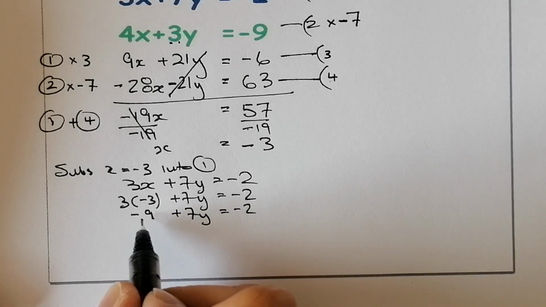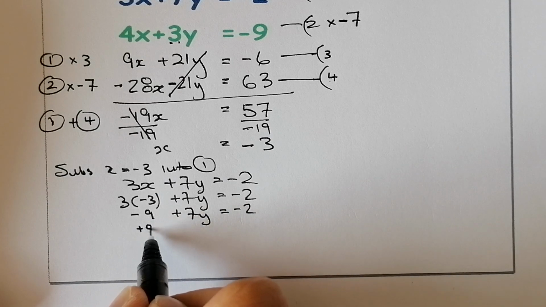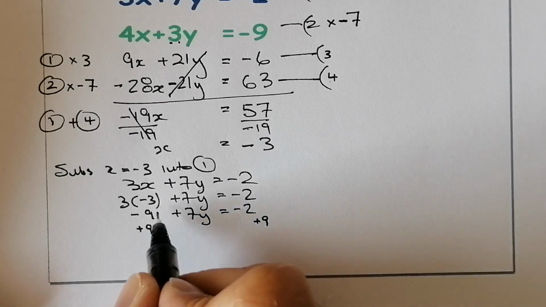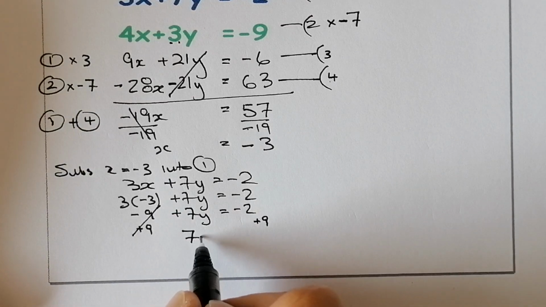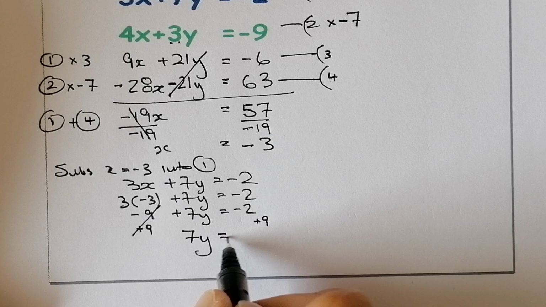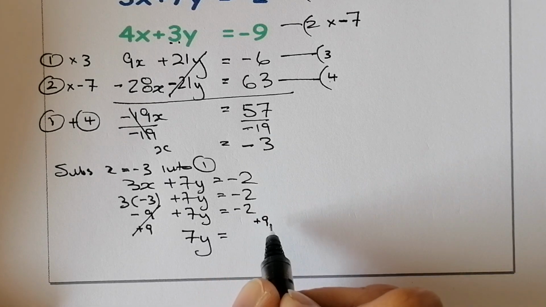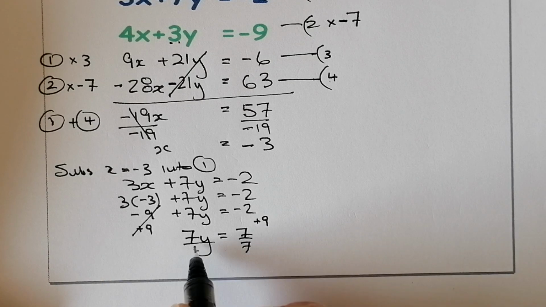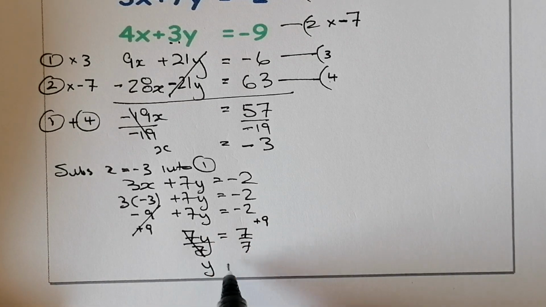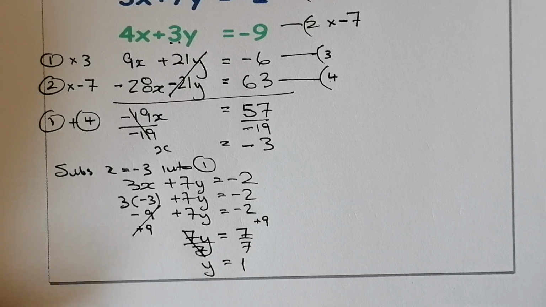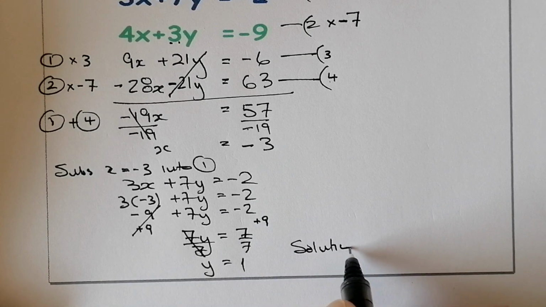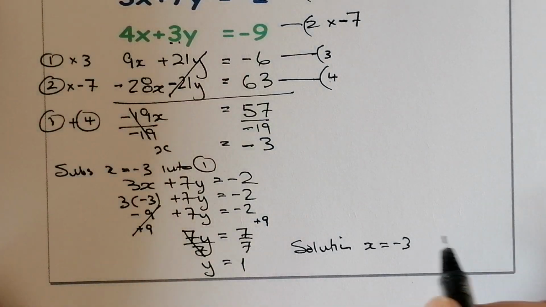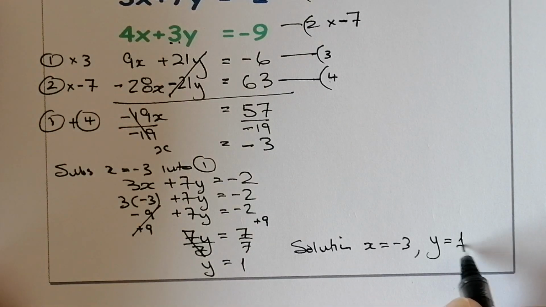To get that 9 away from the left-hand side, I'm going to add 9 on. If I add 9 to the left-hand side of the equals, I must add it to the right as well. So that will get eliminated, leaving me with 7y is equal to, and if I've got negative 2 plus 9, that's going to take me to a positive 7. Dividing both sides by 7 leaves me with y is equal to 1. So that's my solution. x equals minus 3, and y is equal to 1.